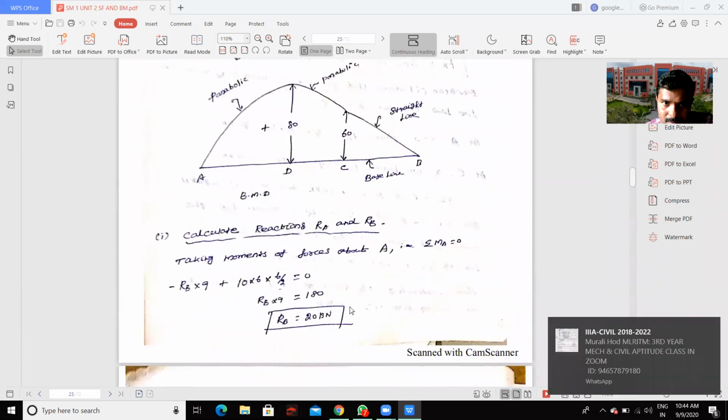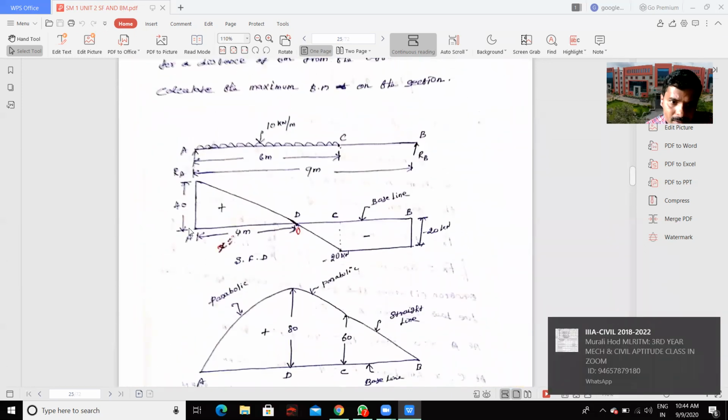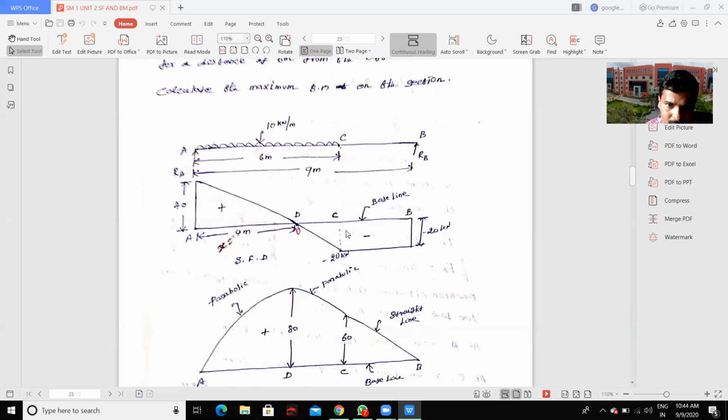So you can see here, at A the shear force value is plus 40. At C, the shear force value is minus 20 kilonewton. So in between A and C, somewhere the shear force value will be 0. So that distance we need to calculate. Right? So how can you calculate?